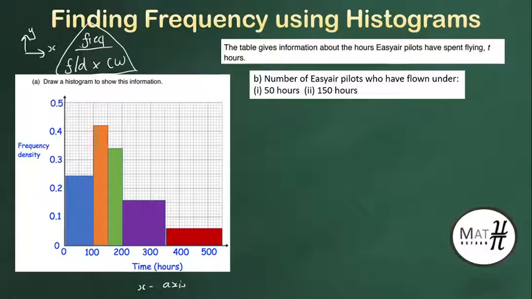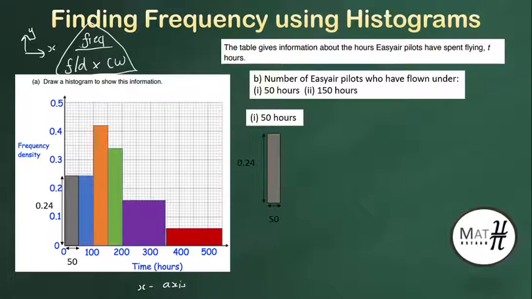So going for the example, we're going to have the first one, which is 50 hours. That covers this much in terms of the x-axis. In terms of the y-axis, we only have one bar to take into consideration, so that gives us a nice rectangle, and all we have to do is multiply 0.24 times 50, and that gives us 12 pilots. So 12 pilots flew under 50 hours.